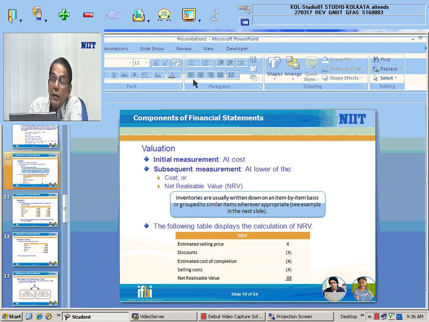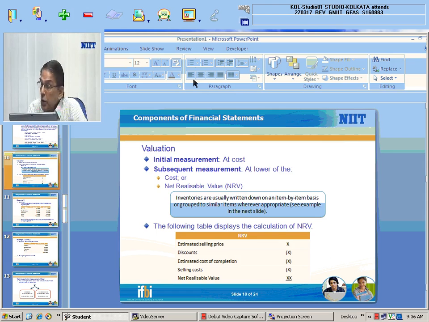But supposing the cost of the inventory is 50,000, and its net realizable value is 55,000, then no writing down is involved, because the subsequent measurement will be the lower of the two, so 50,000. So no writing down is involved. Writing down is only involved when the subsequent measurement of the inventory is less than the value at which the inventory is carried in the books. Then writing down is involved.